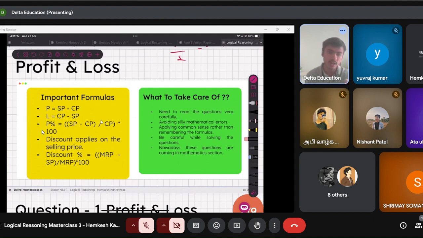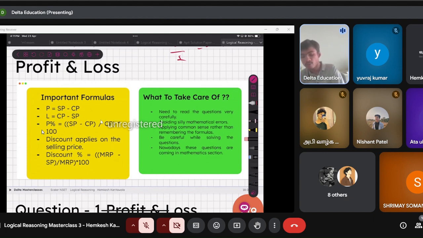Now, what is discount? Discount is the MRP, the mark price, minus the selling price. So if the mark price is 20, but you bargain with the shopkeeper and buy the item at 17, then 3 rupees would be the discount. And discount percentage is calculated on MRP because it was the original selling price.